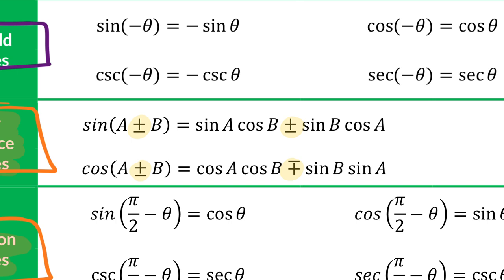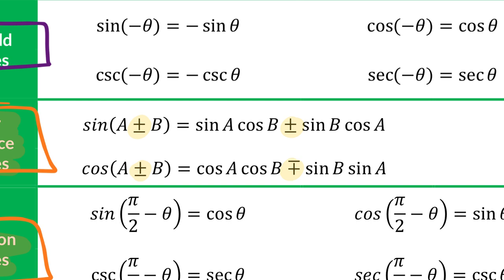So basically, if you are adding for sine, see how this is on top? You will add in the formula. If you're subtracting, you will subtract. So if you are adding here, what are you going to do? And if you are subtracting here, what are you going to do? That's opposite. It's like top goes with top and bottom goes with bottom. We just take two formulas and we smush them together because they're the same other than the symbol.